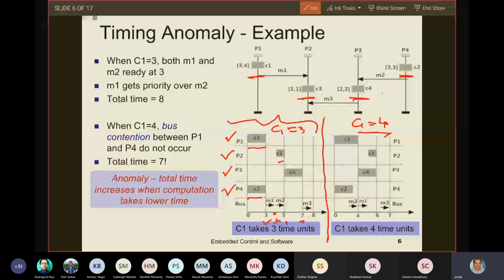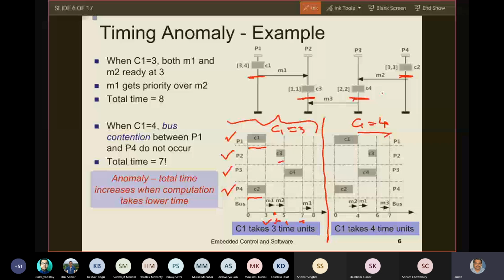When C1 takes 4 units of time, on P1, C1 executes and completes at time 4. On the other hand, C2 executes and completes at time 3. Because C2 has completed at time 3, the bus is empty at that time. Nobody is asking for the bus, and the bus is empty. So M2 can start its communication. So M2 starts and completes at time 4.